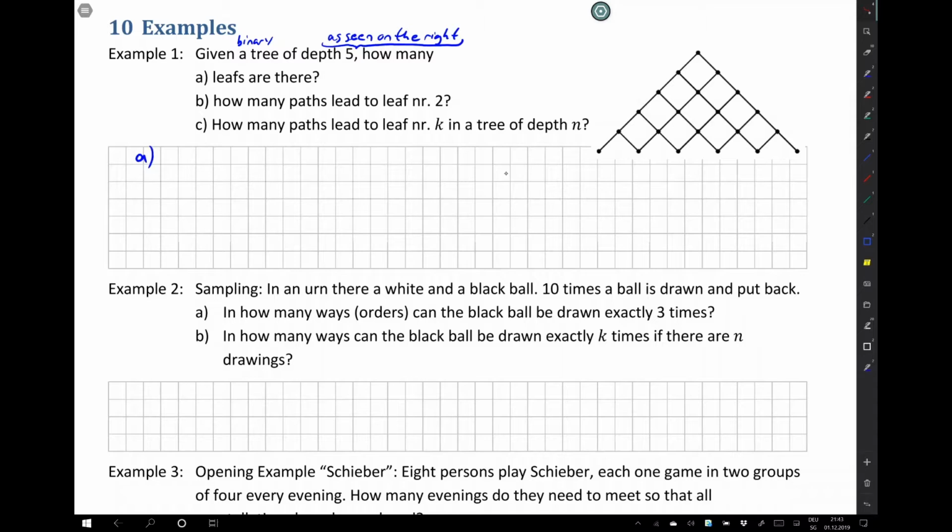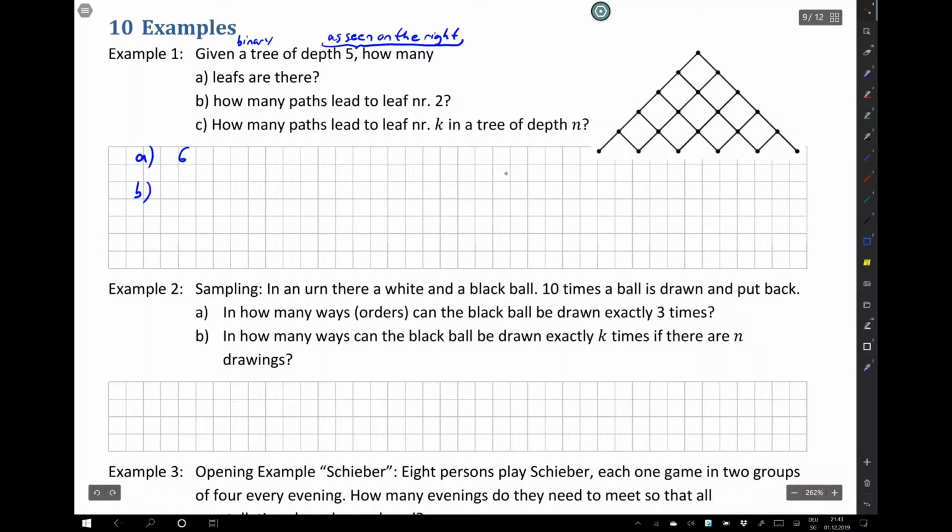Okay, solution to A. We start with one knot, and when we go one step down, we have two knots. We go another step down, we have three knots, and so on. So when we have the depth 5, this means we have 6 leaves. B.